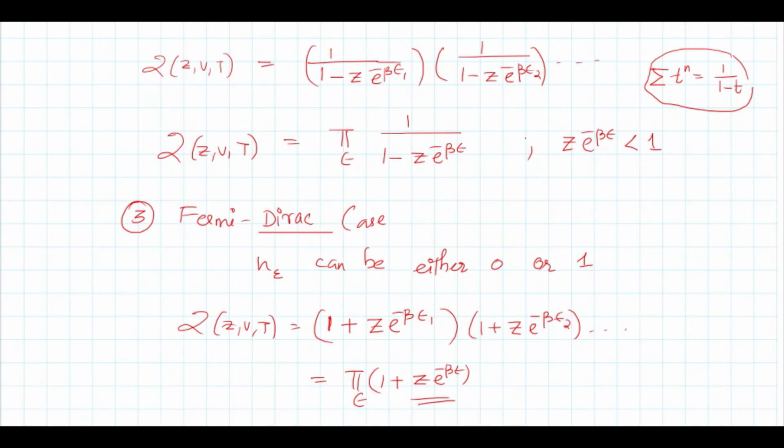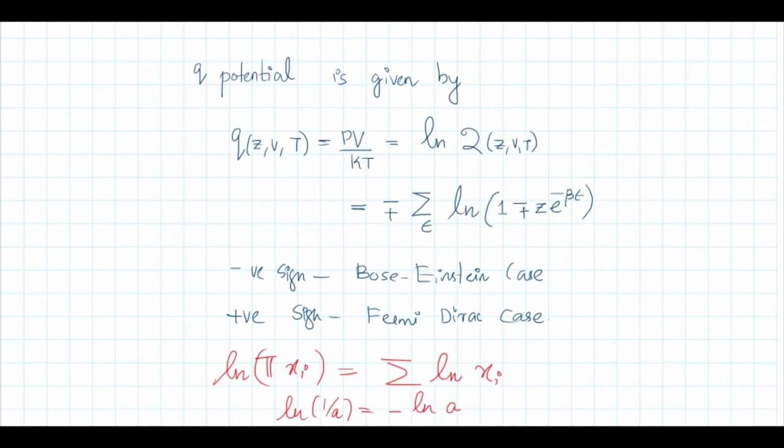The product of all this, I can write it as pi epsilon 1 plus z e raised to minus beta epsilon. Again, this pi runs over all the possible single particle states. Okay, so this is the grand partition function for the Fermi-Dirac case.